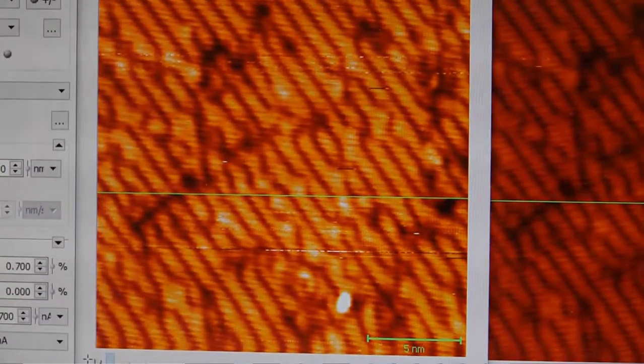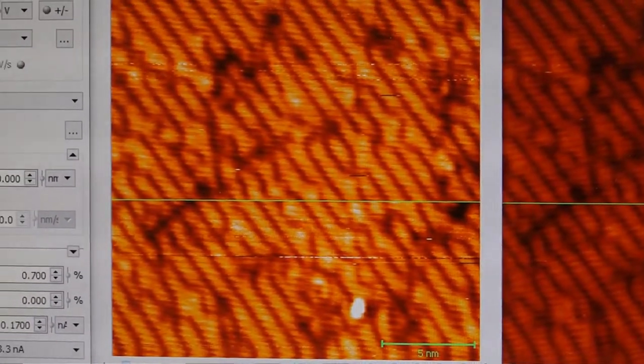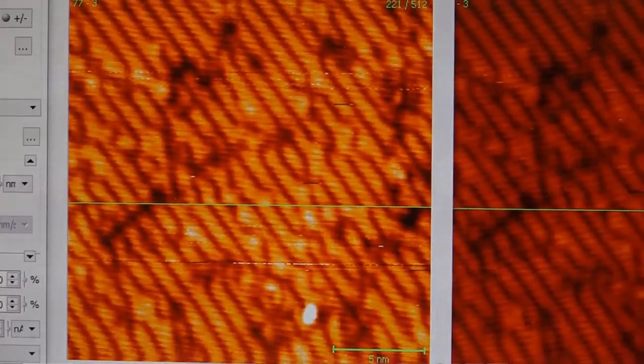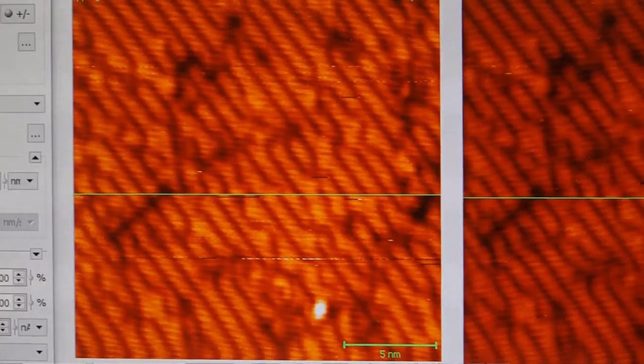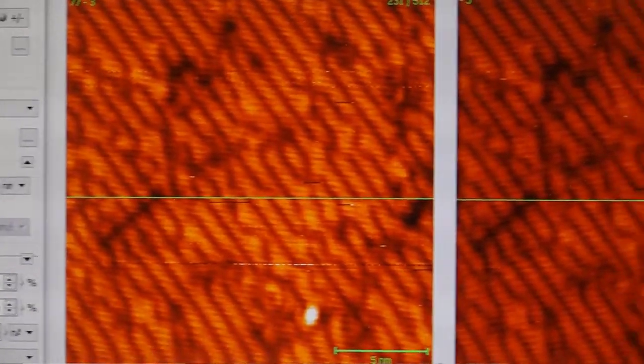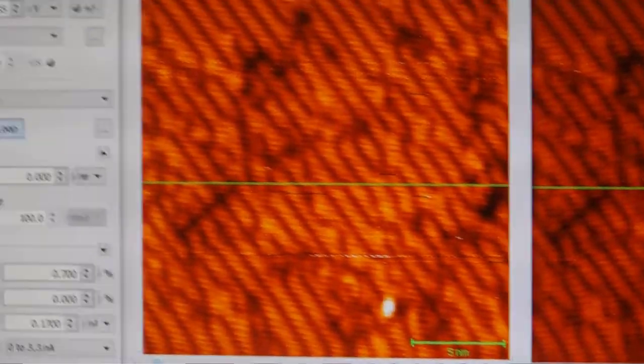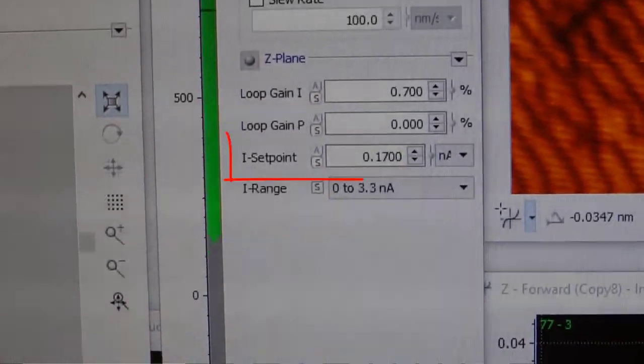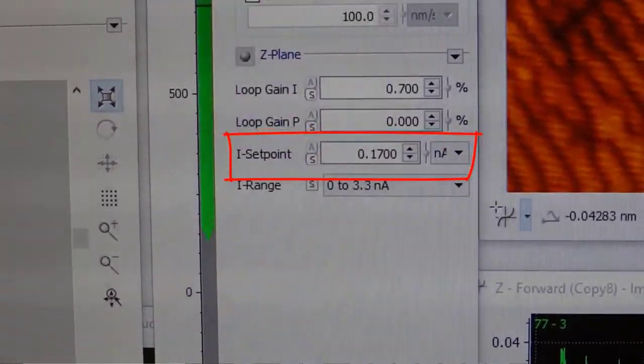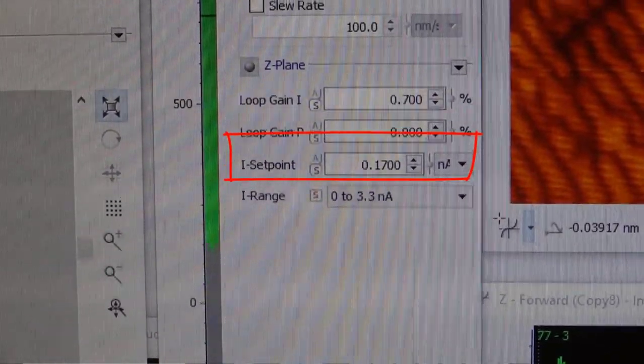And that green line moving across the screen is the current line that the microscope is doing. It overwrites the last image, so it's basically re-scanning the same area over and over. And we can see the atomic rows. The tunneling current of electrons we are measuring now is, there we go, 0.17 nanoamps, or 170 picoamps.